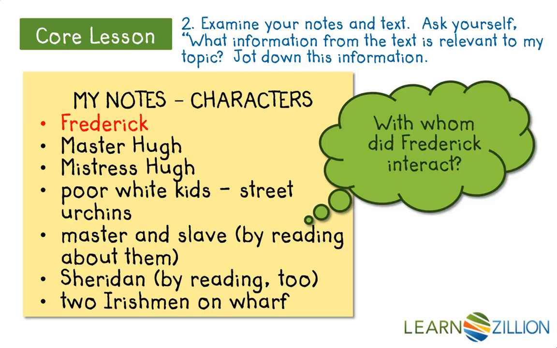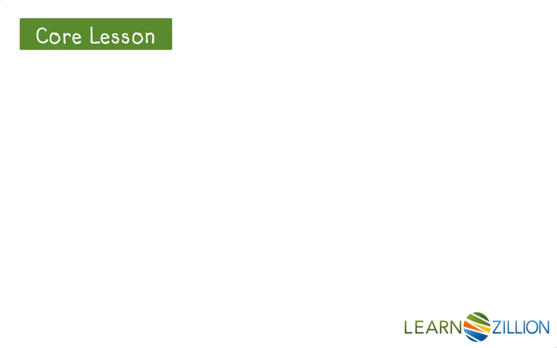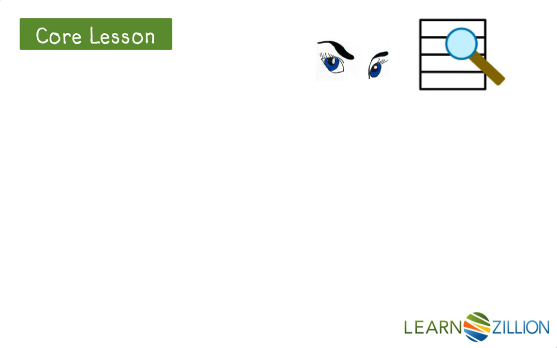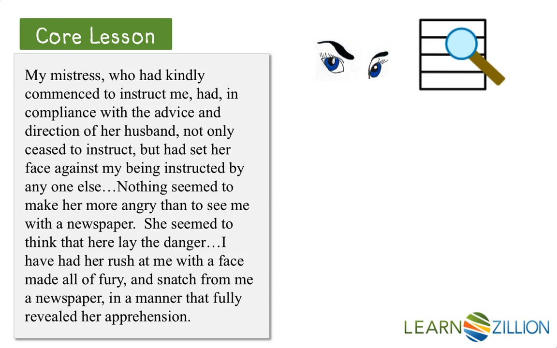I will start by looking for evidence about Mistress Hugh because there were very specific details about how she interacted with Frederick. So now I need to examine the text for specific details to show how Mistress Hugh interacted with Frederick. I can add these details to notes in a bit. I notice four things in this portion of text.